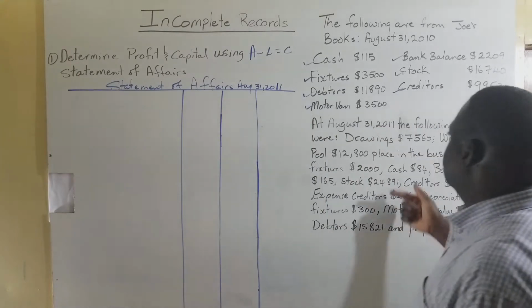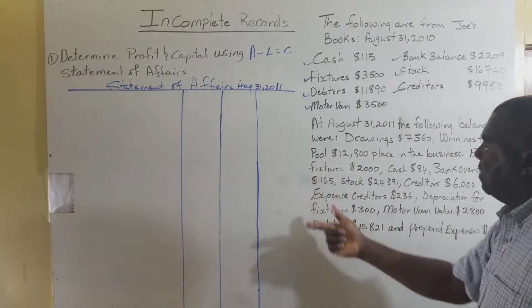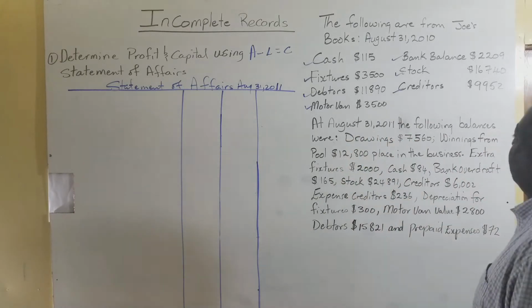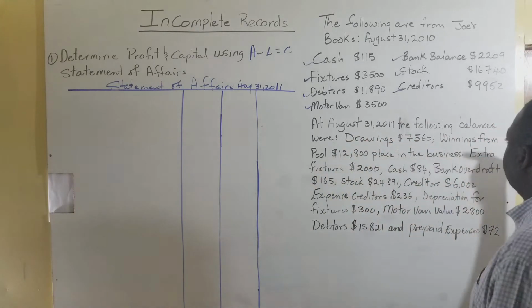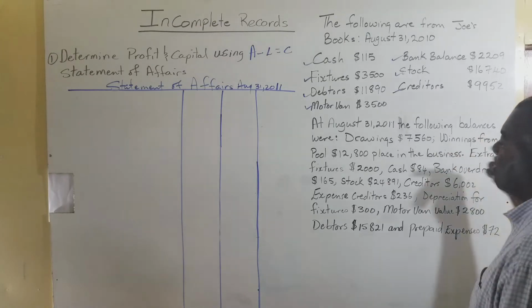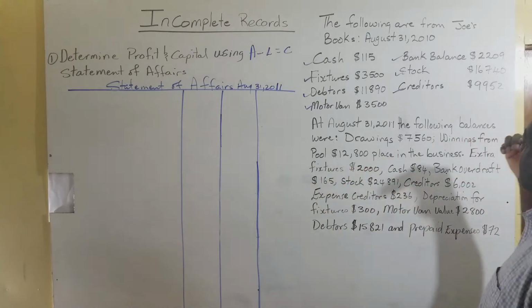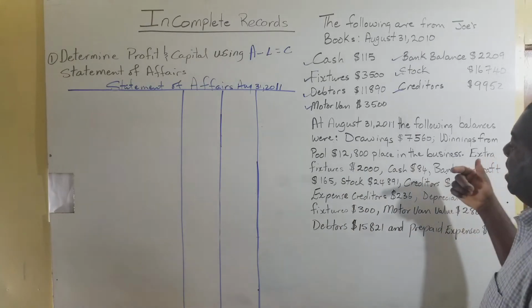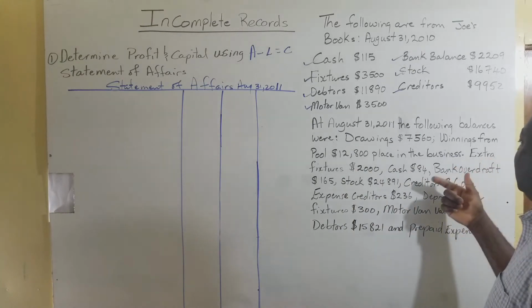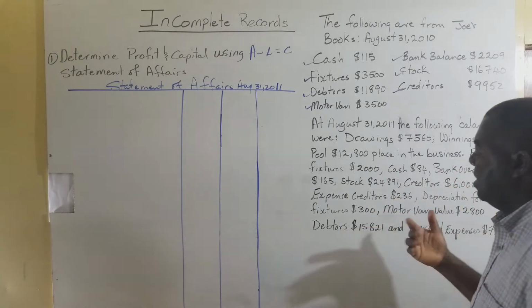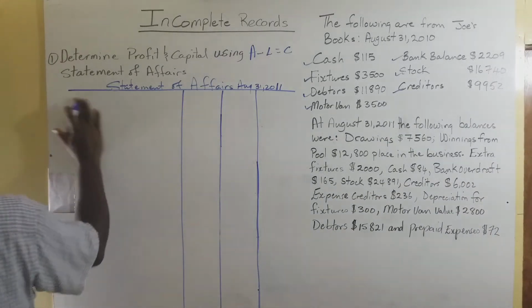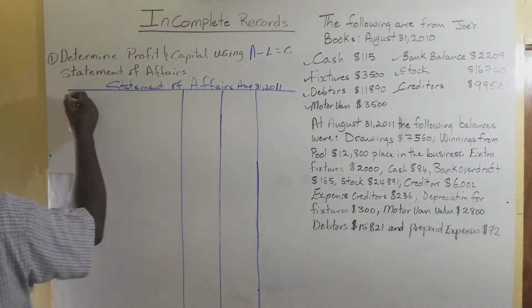All right. So now the new set of information for 31st of August 2011 indicates that he has joins, he had some winnings from pool that he placed into the business, he had extra fixtures, and he also has cash, bank overdraft, etc. We're now going to apply. So let's get now to the question.